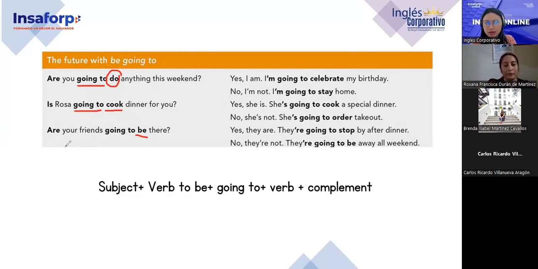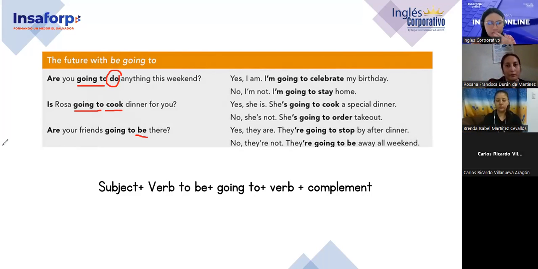¿Y por qué pasa eso, teacher? Why is it? ¿Por qué entonces no debo de conjugar ninguno de los verbos? Desde que veo acá, el to me indica que le necesito agregar un verbo en infinitivo. To go, to be, to cook, to stay, to celebrate, and so on. Por eso es que no importa si es negación, interrogación, afirmación, los verbos no van a modificarse. Porque la estructura así me lo está indicando. Después de un infinitivo, el verbo no se conjuga. That's it. Okay?